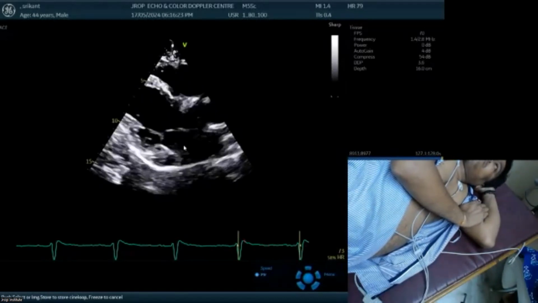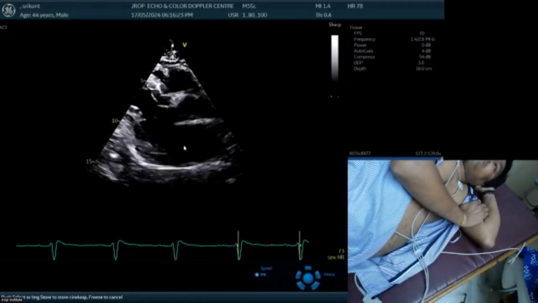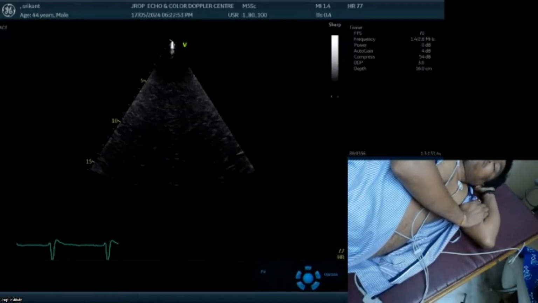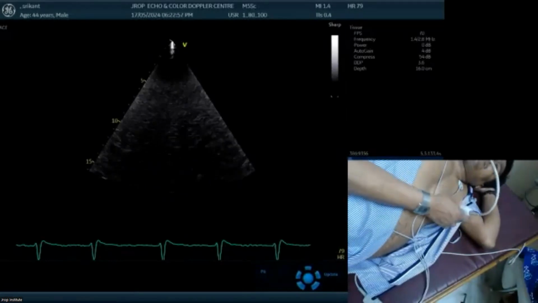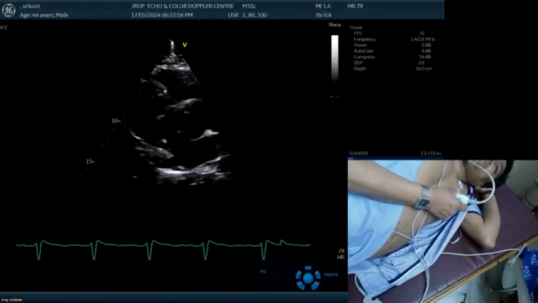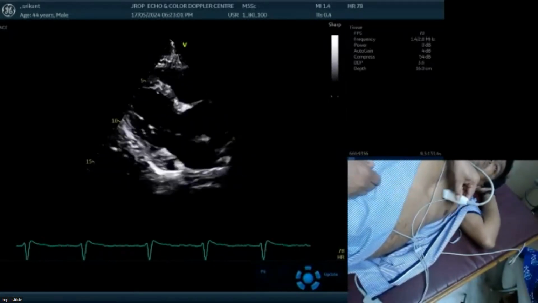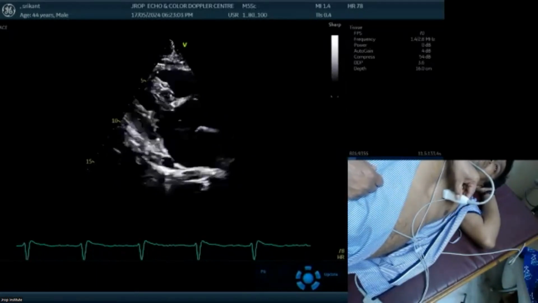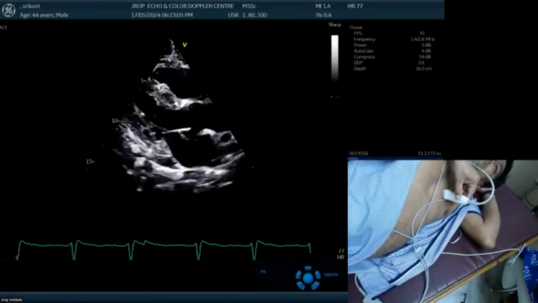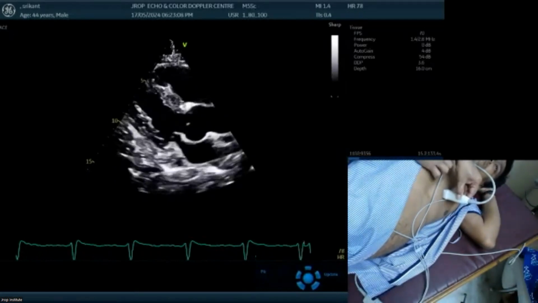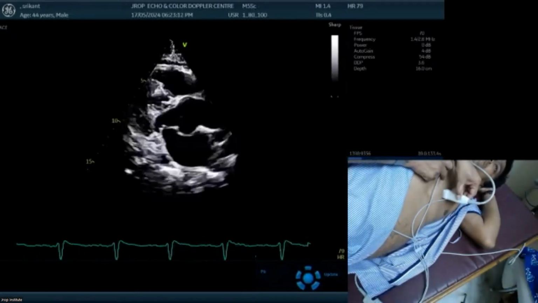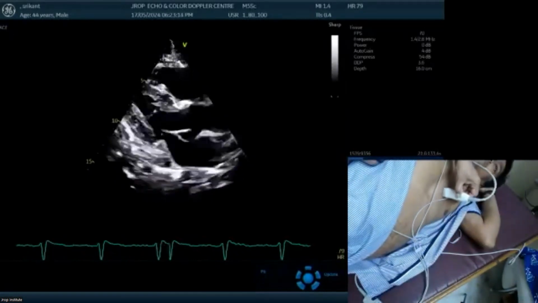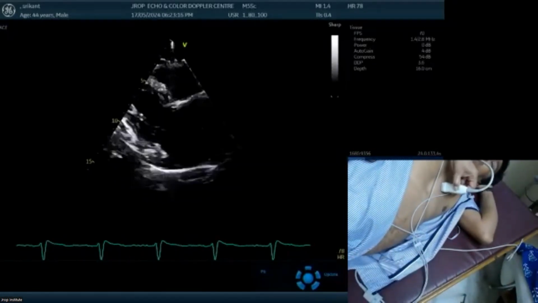So all the structures which are seen over here, they are seen over here. We are not really concerned about the structures. We already know about them. Our issue is how to make these views. Look, I'm showing this image again. Can you see my transducer? This transducer is at the 11 index mark, at 11 o'clock position, left third intercostal space, and just close to the sternum, mediastinum.